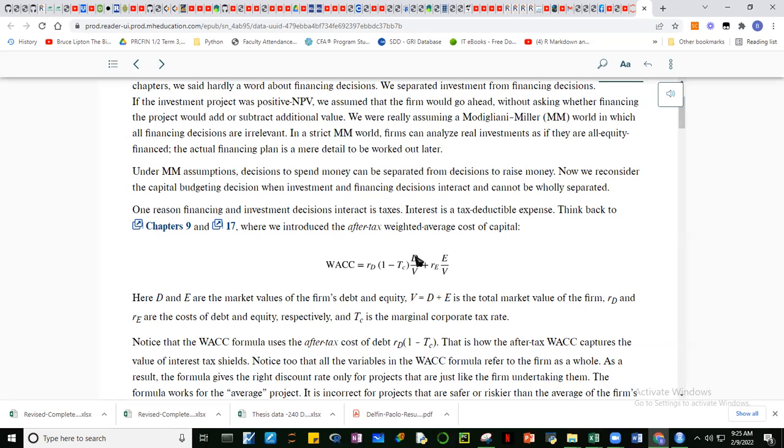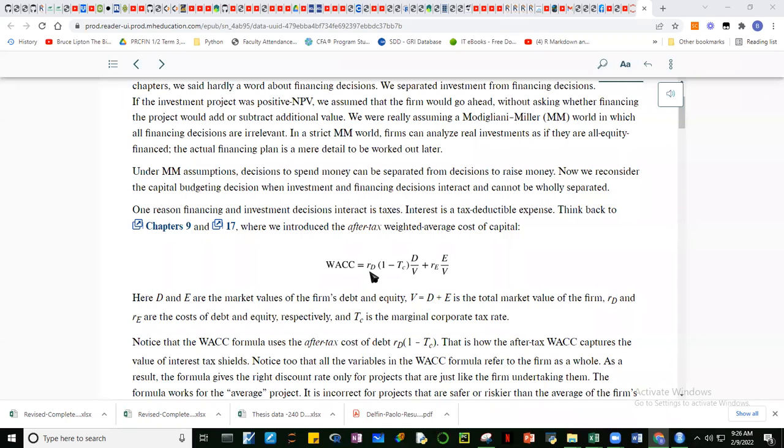Okay, and then D over V, this is the debt divided by the value of the total assets. So this is the weight of the debt. Or in other words, how much of your market value of your assets is financed by debt. And then this one is the cost of equity. And then this is the weight of equity. Okay, so that's why it's called weighted average cost of capital, because we get the weights of the debt and the weights of the equity. And then we multiply the costs of each.